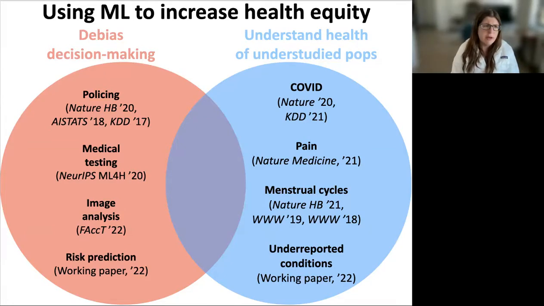And I've looked at that in various contexts, from detecting bias in policing to many other contexts as well. The other path I've explored is using machine learning and data science to better understand the health of understudied populations, people who historically have been ignored by medical research. This includes, for example, women, socioeconomically disadvantaged populations, et cetera. And as mentioned, I've modeled various things in these populations, from COVID to pain and various other things as well.